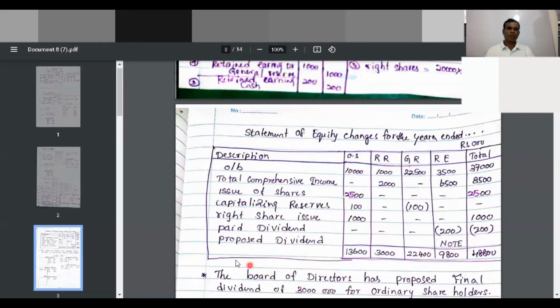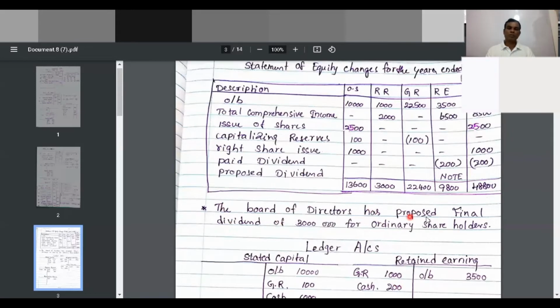Here, this is the note. This is the disclosure. You are given a single mark for that definitely. The board of directors has proposed a final dividend of 30 lakhs for ordinary shareholders. This is what we call the disclosure or note, not on the financial statement.